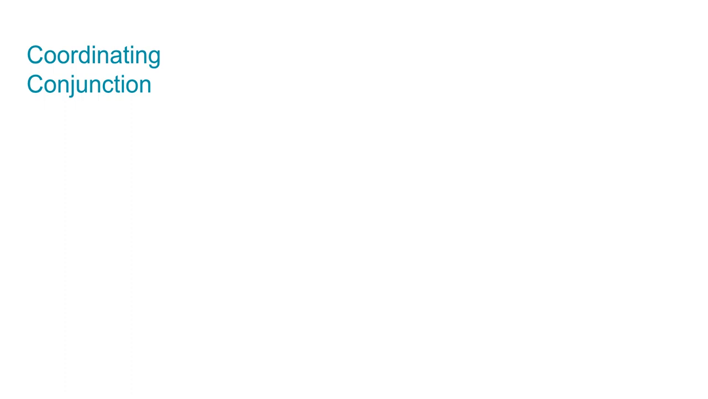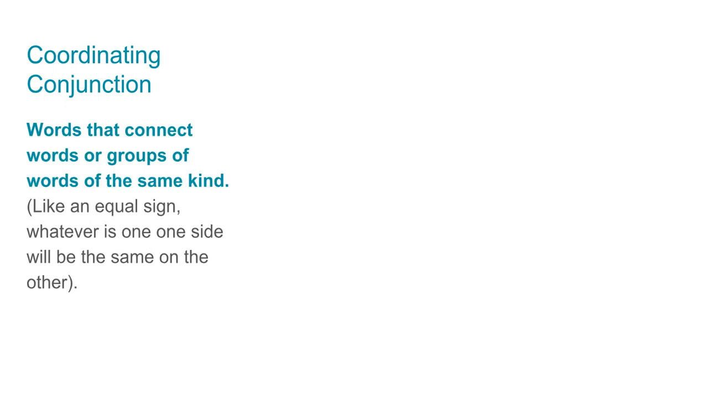Before we can finish, we need to know that a coordinating conjunction is a word that connects words or groups of words of the same kind. So it's like an equal sign. What's on one side is going to be on the other. So if it's a noun, then it'll be a noun. If it's a sentence, it'll be a sentence, and so on and so forth.